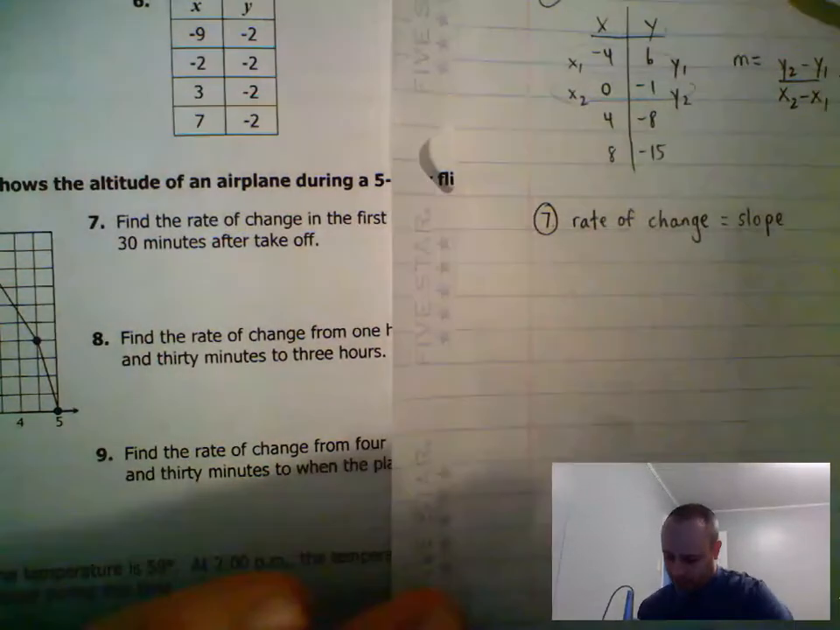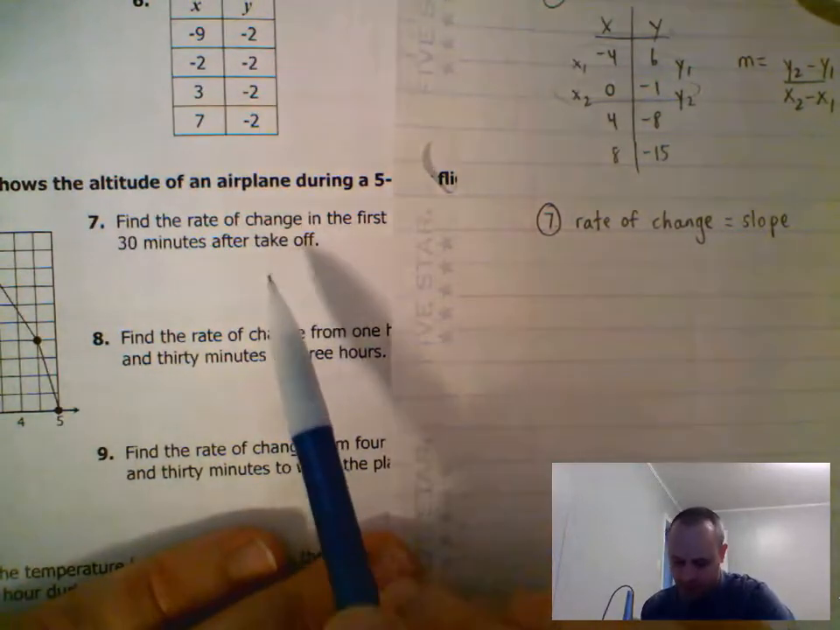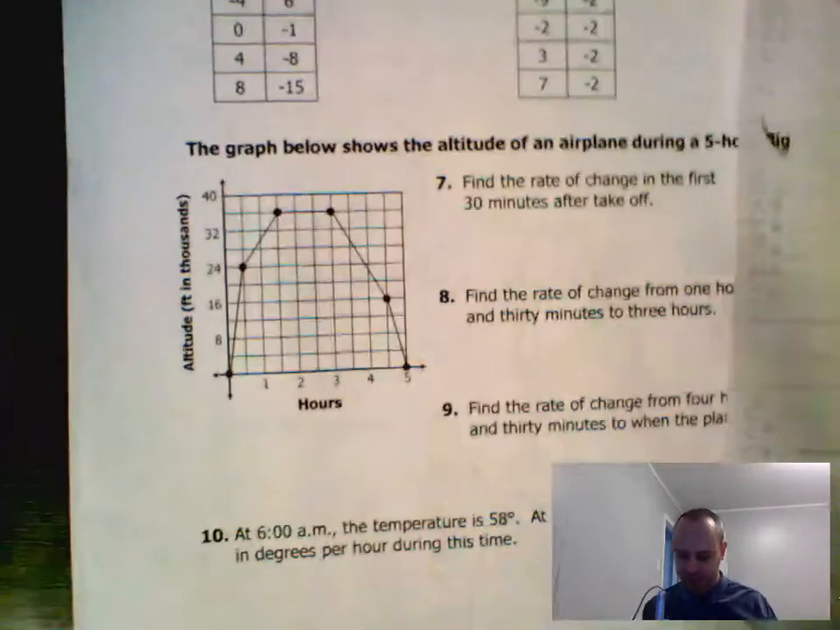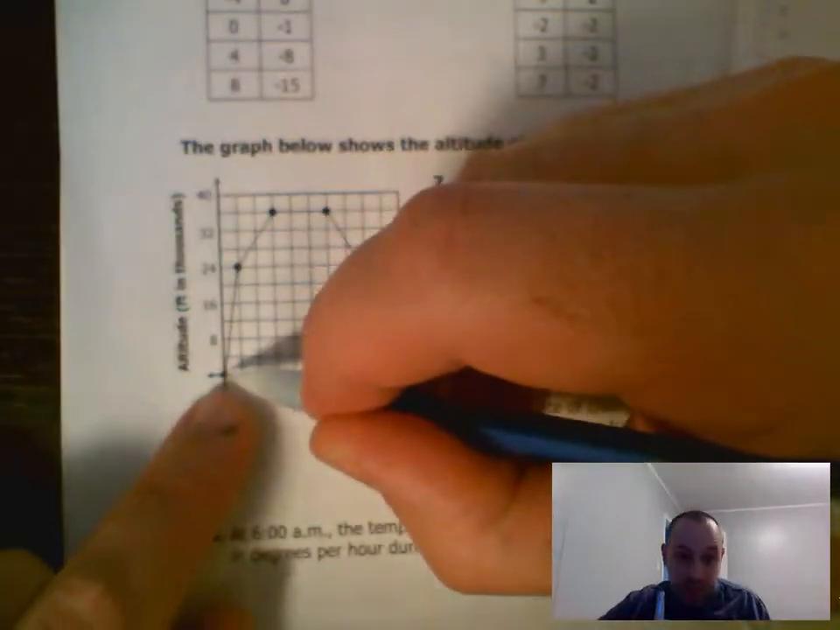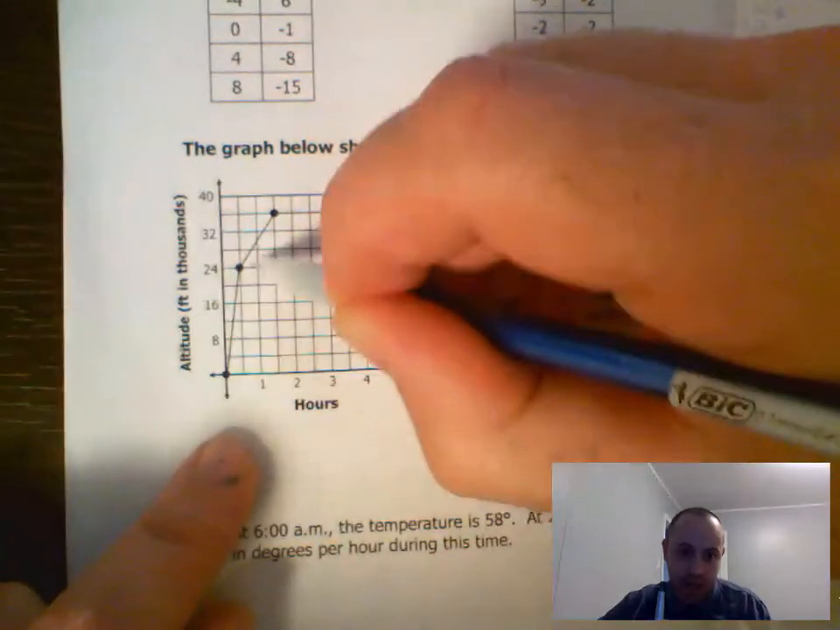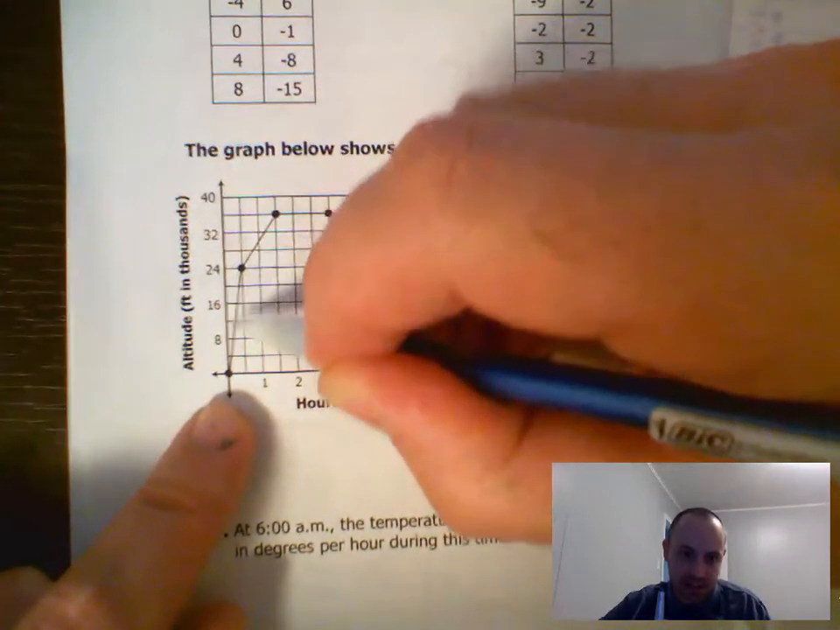So write that down for number 7. So find the slope in the first 30 minutes after takeoff. Okay, so we got a few ways we can do this. This is your slant or your slope. After 1 hour, it's here. But for the first 30 minutes, your slope is like this.